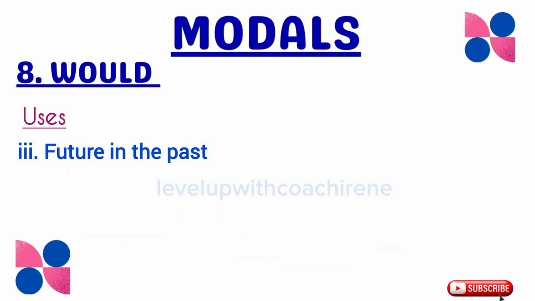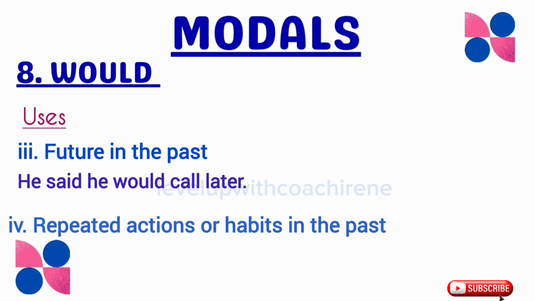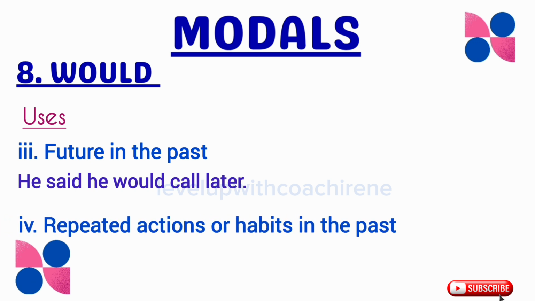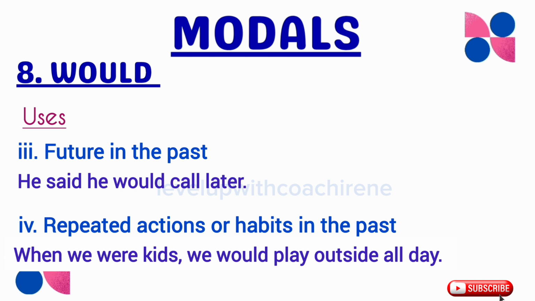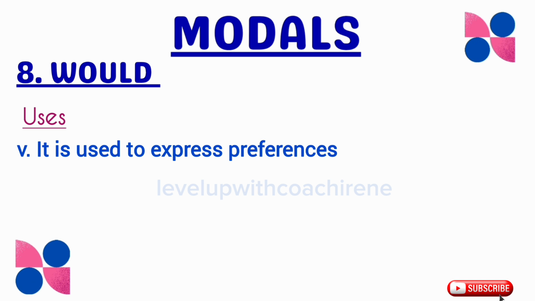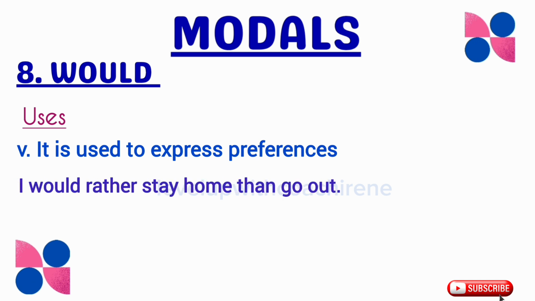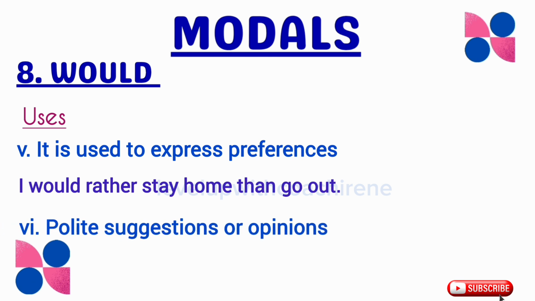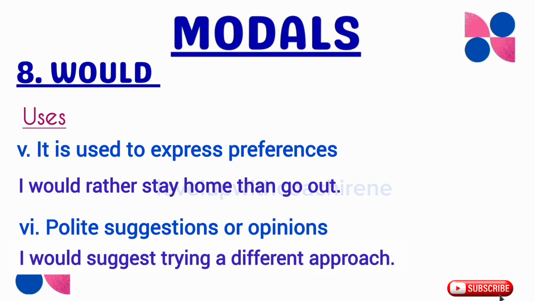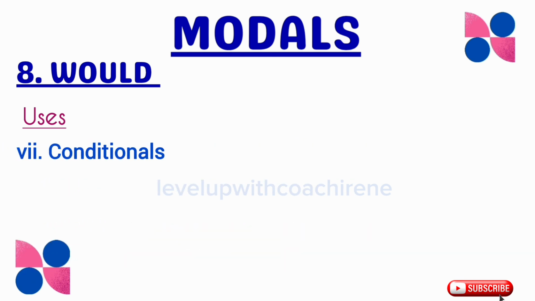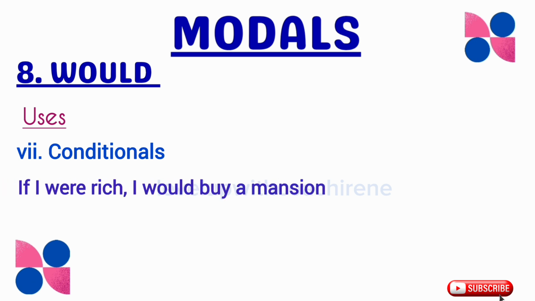Number 3, future in the past. He said he would call later. Number 4, repeated actions or habits in the past. When we were kids, we would play outside all day. Number 5, it is used to express preferences. For example, I would rather stay home than go out. Number 6, polite suggestions or opinions. For example, I would suggest trying a different approach. Number 7, conditionals. For example, if I were rich, I would buy a mansion.